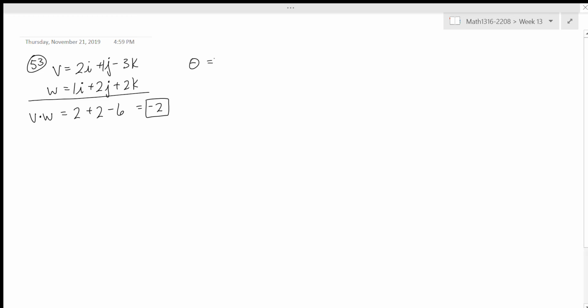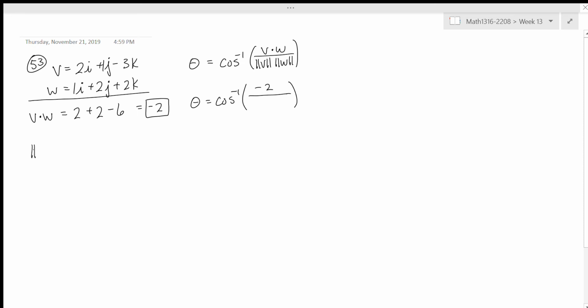And does anybody need me to write that formula down again? Okay, I will. So the formula for finding the angle between two vectors is the inverse cosine of the dot product divided by the magnitudes multiplied. All right, here we go. Have we already found the dot product? Yes, so the numerator is -2. However, I do not know the magnitudes yet.